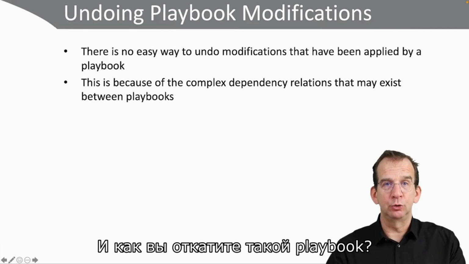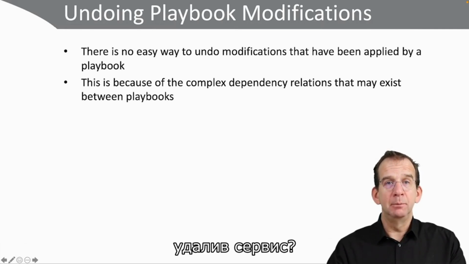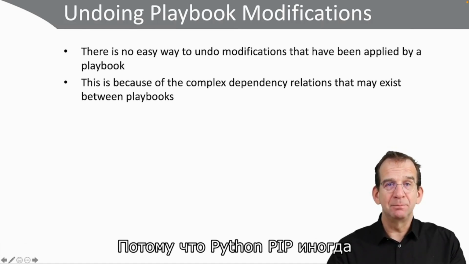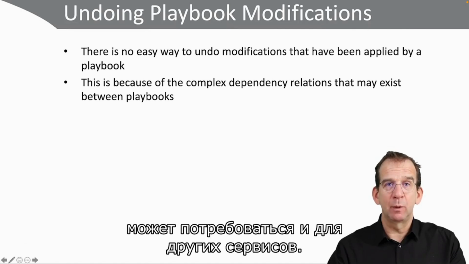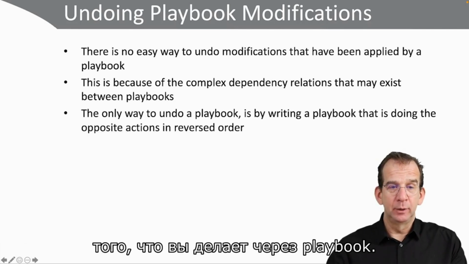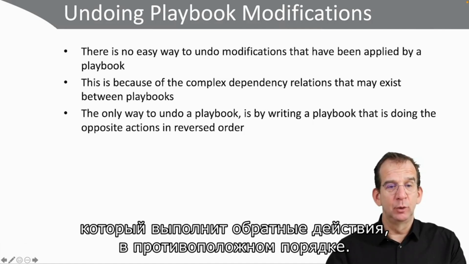How are you going to undo such a playbook? Are you going to undo such a playbook by removing the service? Probably, but how about Python pip? Because Python pip is something that might very well be required by other services as well. And that is why there is no default way to undo what you are doing with a playbook. The only way would be to write a playbook that is doing the opposite actions in reversed order.